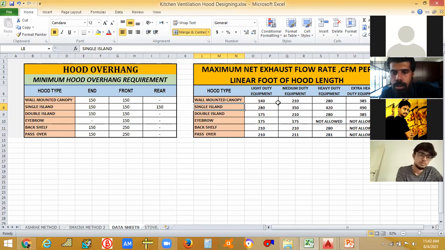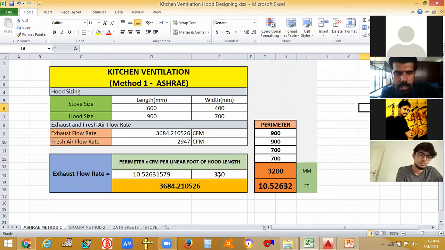For an island type, what will be the CFM per linear foot of hood length for medium duty equipment? This is 350, right? Medium duty equipment, island type, it is 350 CFM per linear foot of hood length. So you have to give 350 here. Just multiply this 10.52 with this 350. You will get 3684 CFM as the exhaust flow.